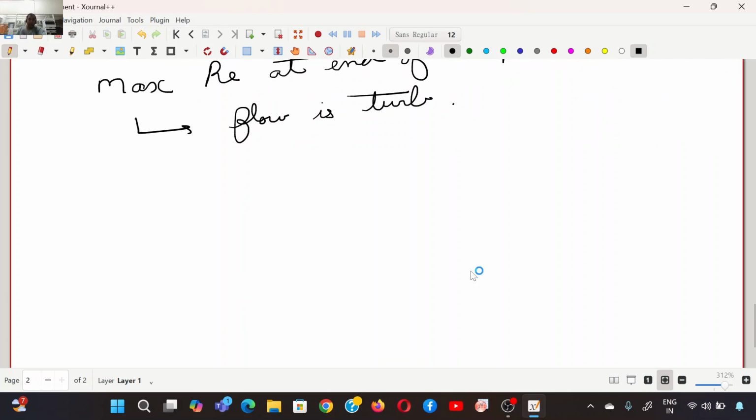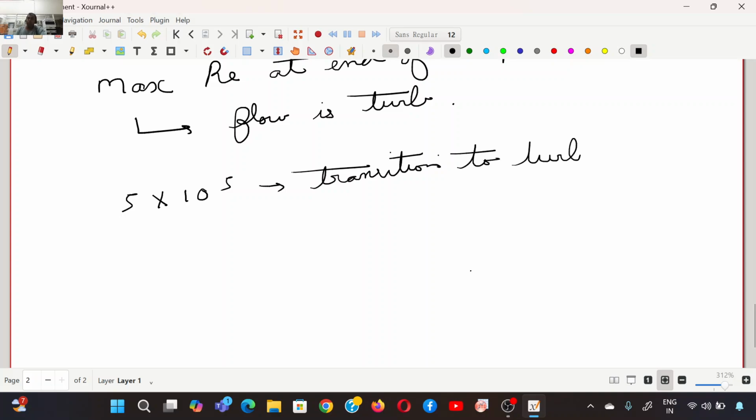Because at the starting point x is equal to 0, the Reynolds number will be 0 only. And slowly Reynolds number will increase. And if you remember, the transition Reynolds number is 5 into 10 to the power 5 for flat plate. So transition to turbulent flow over a flat plate, right?